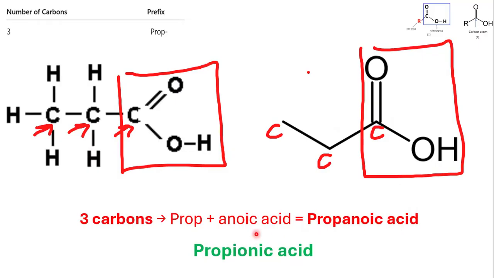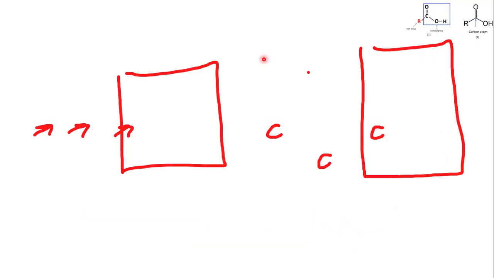Now, the common name for this is propionic acid. That's the common name. But this name that we learned how to do is propanoic acid. That's what we could call it. So both names are appropriate. This is the common name. All right, so let's move on to the next one.